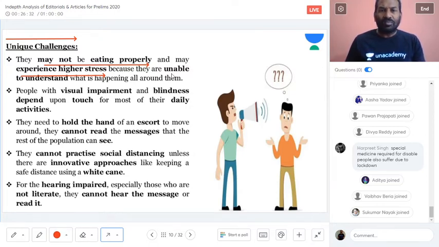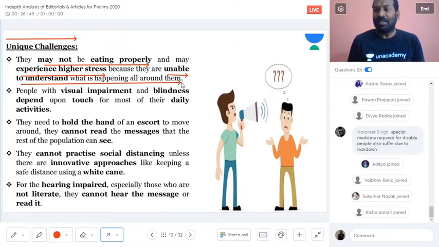And they are unable to understand what is happening all around them, what is happening in the society or in the vicinity where they are staying, because nobody is ready to pass on the information because of social distancing, because of physical distancing.